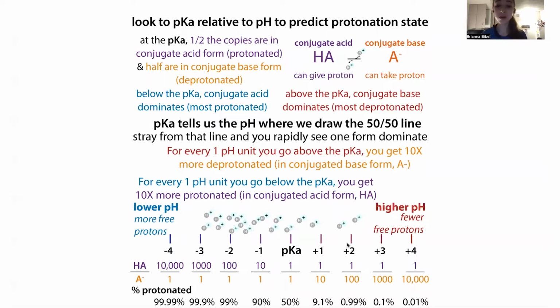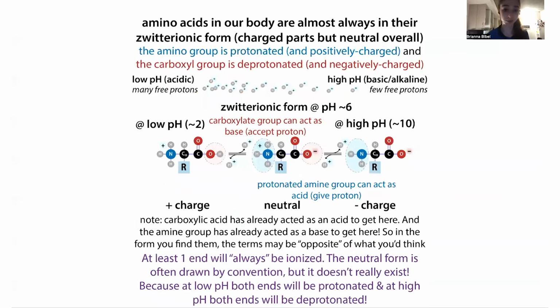And so basically, if you go a little bit away from the pKa, you rapidly get away from that 50-50 state. Okay, so this was kind of a long sidetrack, but this is relevant because we're talking about the conjugate acid and the conjugate base forms of amino acids.